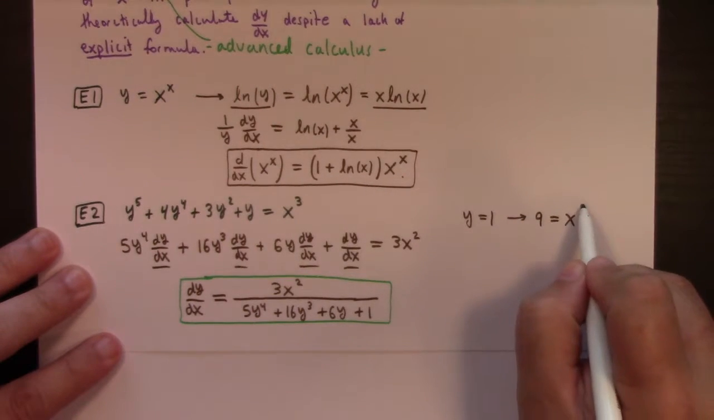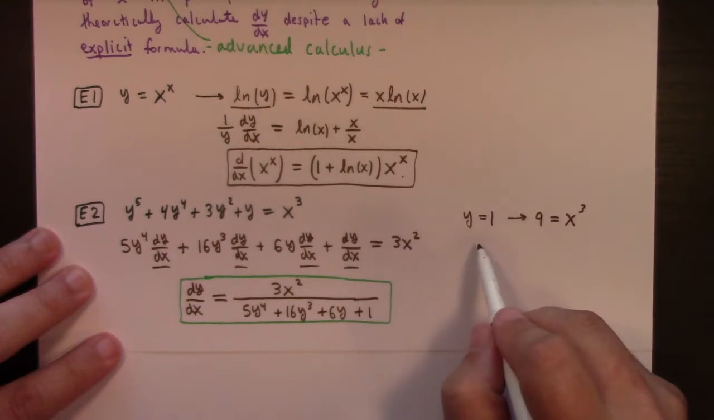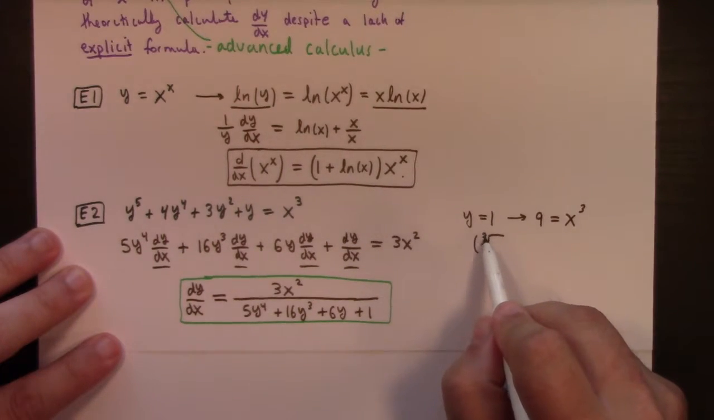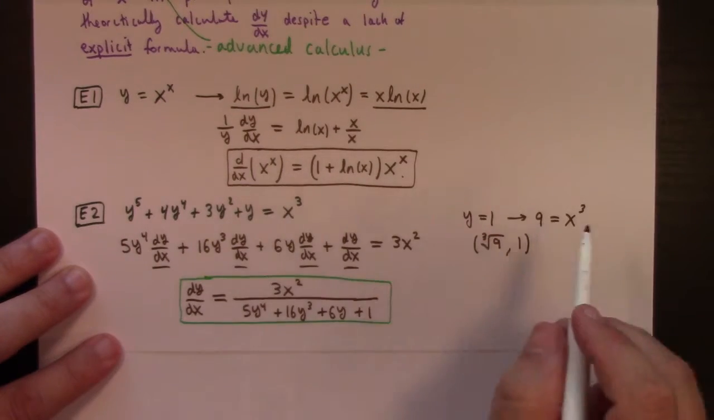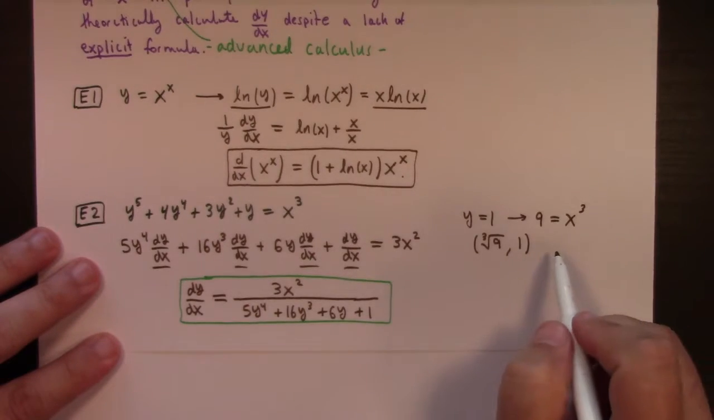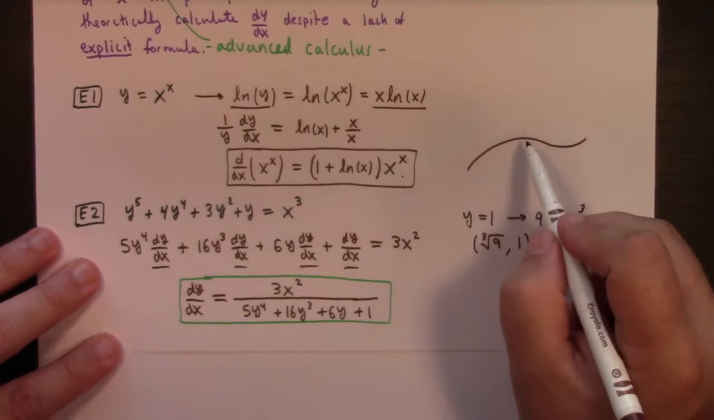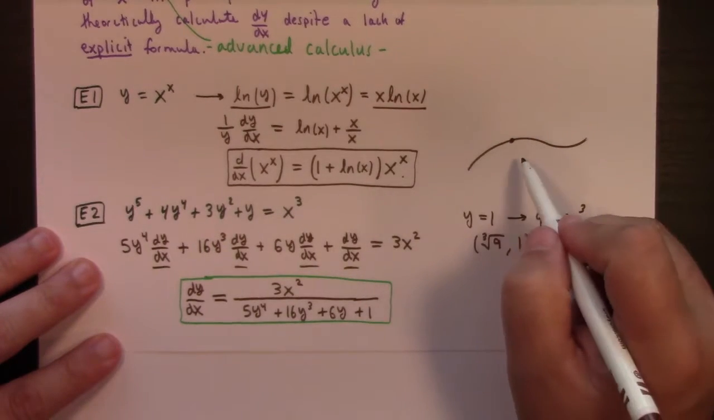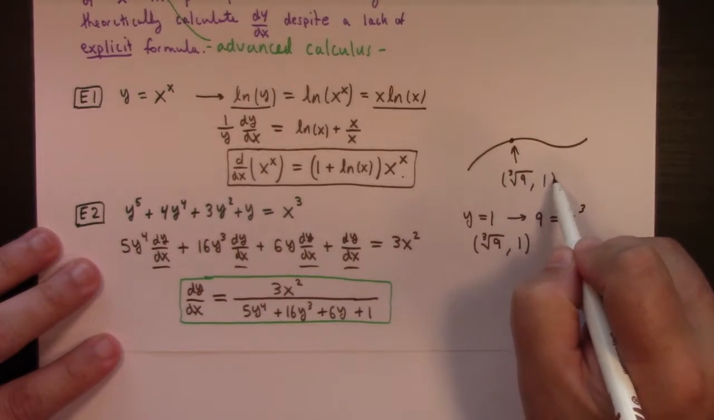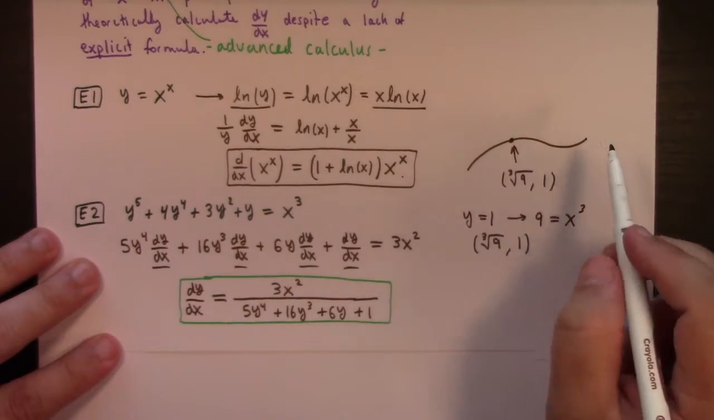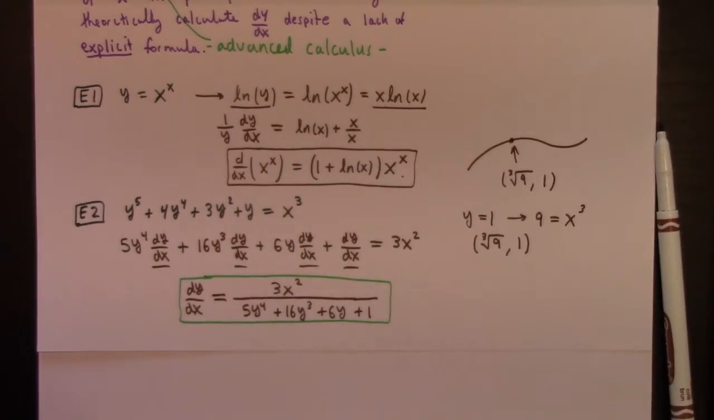So if I look at the point cube root of 9, comma 1, that's a point on the curve that's given by this equation. Who knows what the curve looks like, but there's a point on the curve. Cube root of 9, comma 1. And so to find the slope of the tangent line to the curve, this guy.